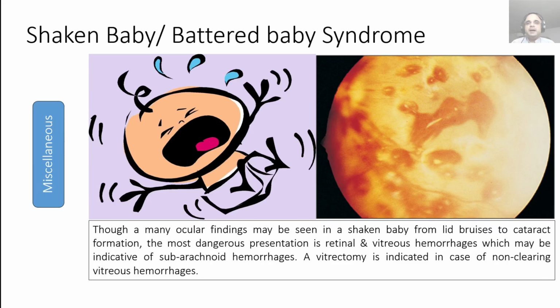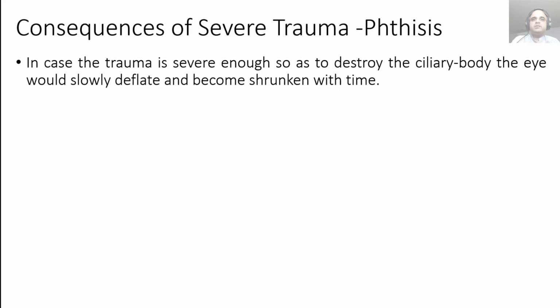The other one is called battered baby or shaken baby syndrome. I'm sure you have done this in forensic medicine: if you shake a small baby that you're taking care of, you get a lot of CNS hemorrhages, subarachnoid hemorrhages, and you get similar types of hemorrhages in your retina and or your vitreous, and a vitrectomy may be indicated, as we have talked about before, if the vitreous hemorrhage is not clearing up.